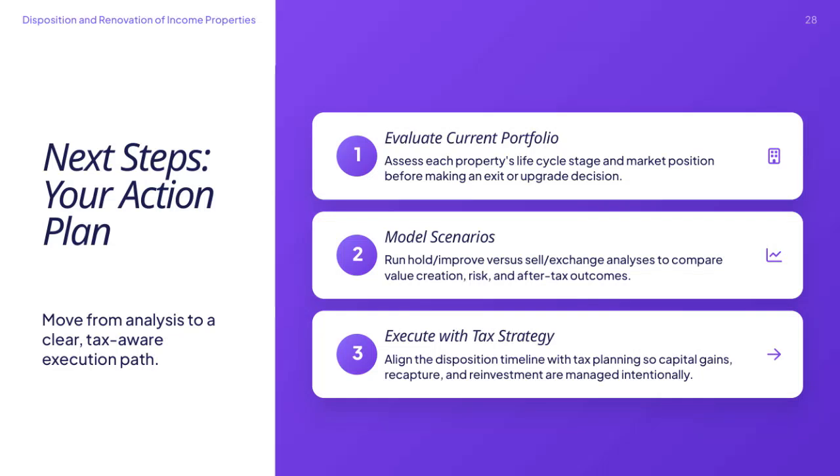Now that we've completed our analysis, it's time to focus on the next steps and create a clear, tax-aware execution plan. First, evaluate your current portfolio by carefully assessing each property's life cycle stage and its position in the market. This understanding will guide whether it's better to exit, hold, or upgrade a property. Next, model different scenarios by running analyses comparing holding and improving versus selling or exchanging properties. This will help you weigh value creation risk and the impact on your after-tax outcomes.